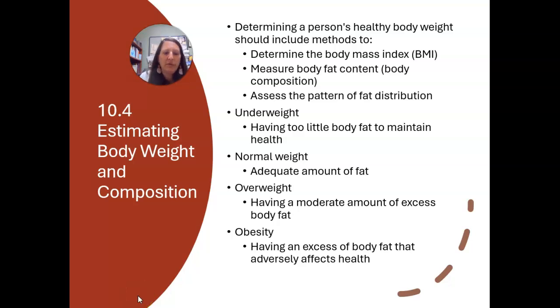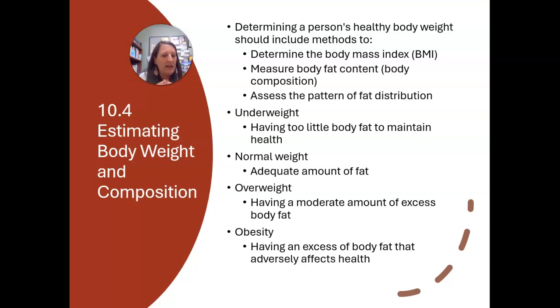Okay, so we're on to 10.4, and we're going to start off with estimating body weight and body composition. So determining a person's healthy body weight should include three things. First, a measurement of body mass index, which is known as BMI. Second, a measurement of body fat content, so again, body composition. And third, assess the pattern of fat distribution. So those three things should come into play when we're determining what a person's healthy body weight is. Okay, not just one of those things, all three.